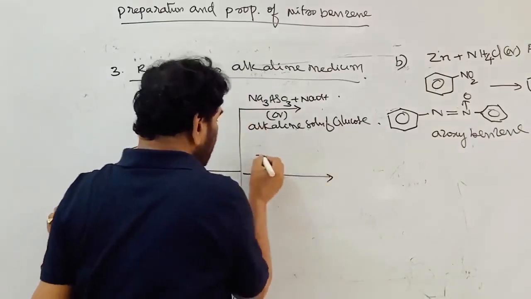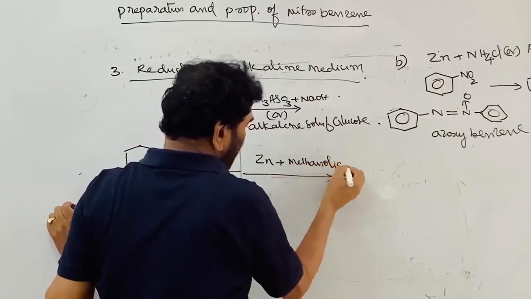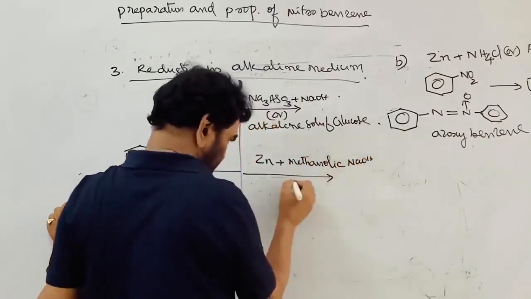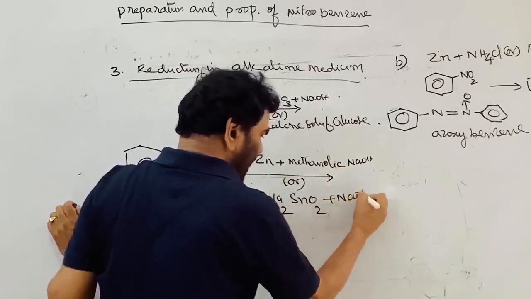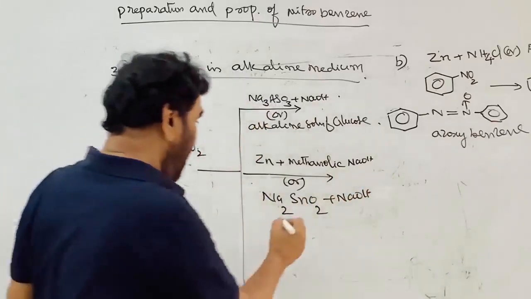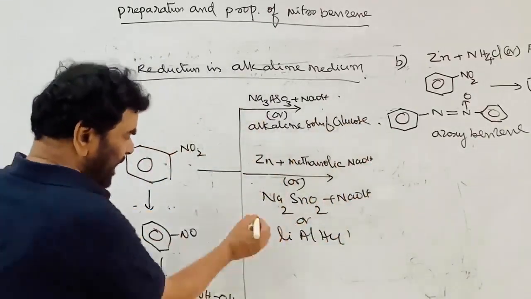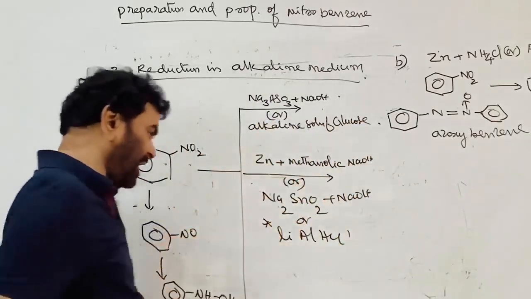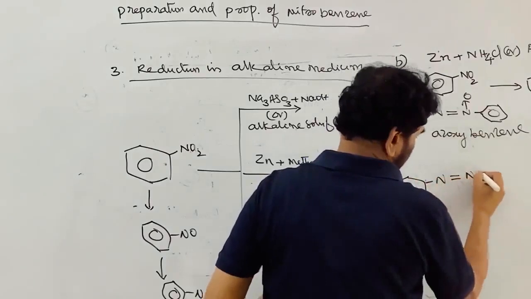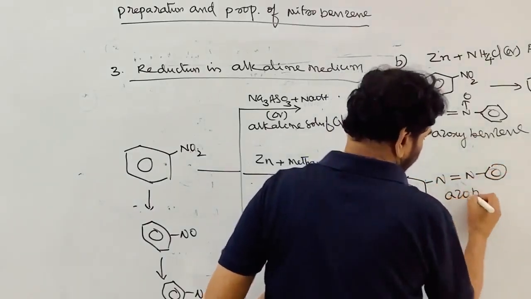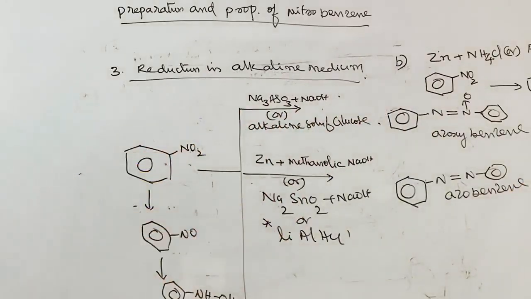If this is treated with zinc plus methanolic sodium hydroxide, or sodium stannite (Na2SnO2) plus sodium hydroxide, alkaline sodium stannite, or lithium aluminium hydride, if you use any one of these three reagents, then it is converted into azobenzene.